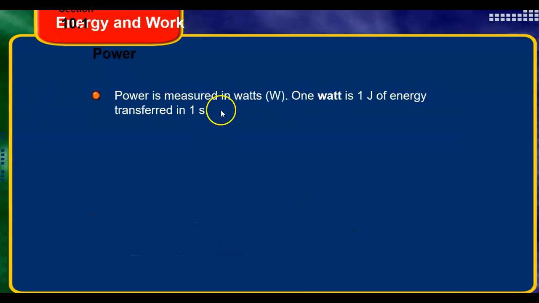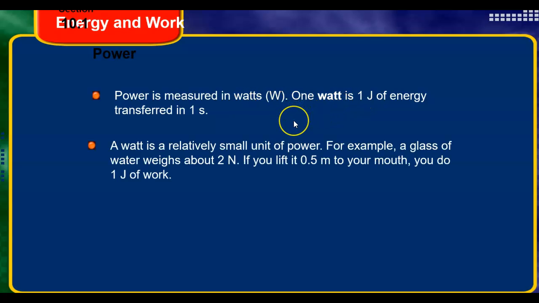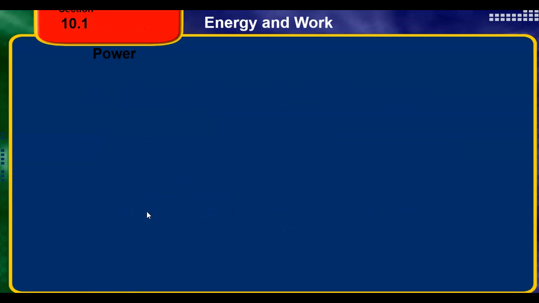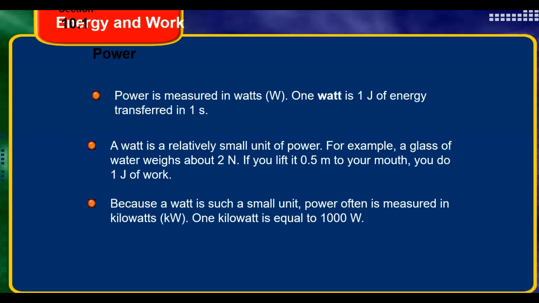Again, the unit of power is the watt. A watt is a joule of energy transferred in a second. A watt is a really small unit of power. A glass of water weighs about 2 newtons, so if you lift it half a meter to your mouth, you do a joule of work. Because a watt is such a small unit, power is often measured in kilowatts. 1,000 watts is a kilowatt.